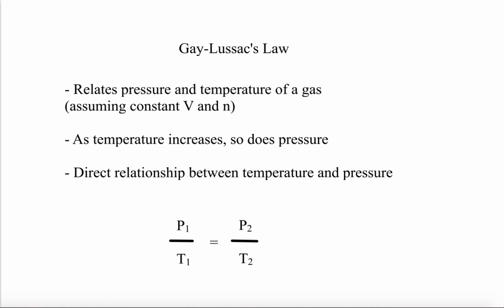Again, whenever we talk about pressure, we're usually talking about the number of collisions. So as we're making things hotter, providing more energy, the particles tend to move faster and thus they collide faster and stronger with each other. So more collisions, hence an increase in pressure. This equation looks similar to Charles' law, but rather than having volume, we have pressure here. So we have P1 over T1 equals P2 over T2.